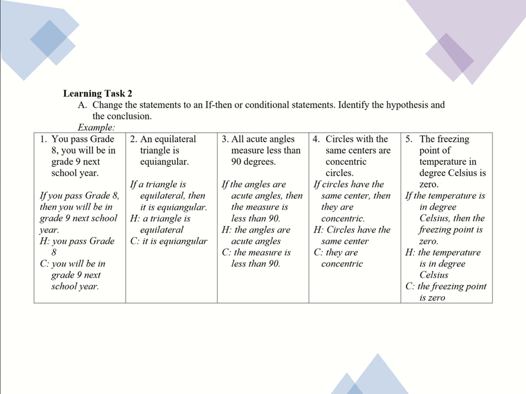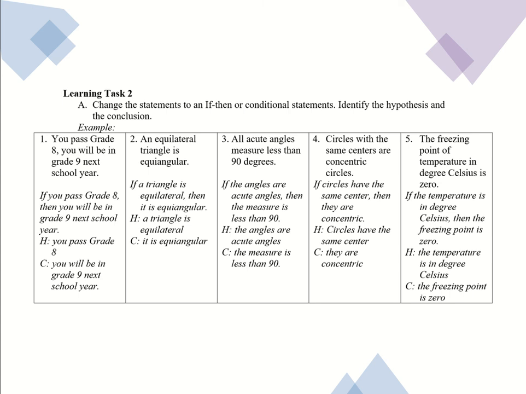All acute angles measures less than 90 degrees. Lahat naman talaga. If the angles are acute angles, hindi mo pwedeng sabihing, if it is acute angle, hindi pwedeng ganon. Hindi rin pwedeng, if all acute angles measures less than 90 degrees, mauubusan ka na ng pang-hypothesis mo. So, if the angles are acute angles, then the measure is less than 90 degrees. Your hypothesis here is the angles are acute angles. Your conclusion will be the measure is less than 90 degrees.